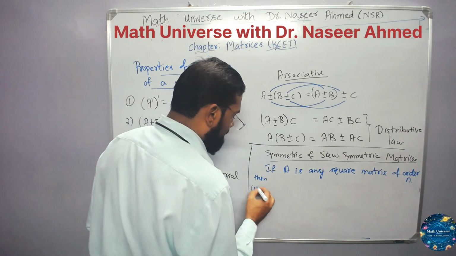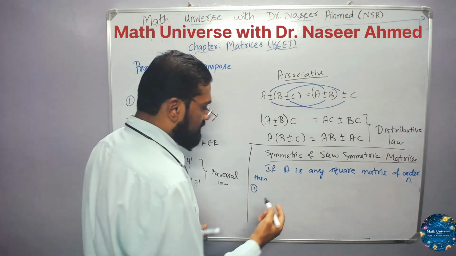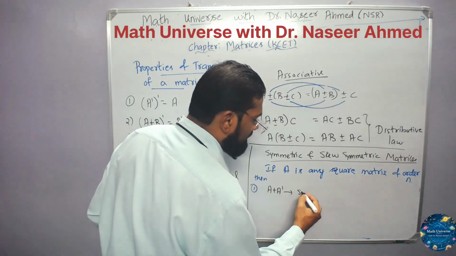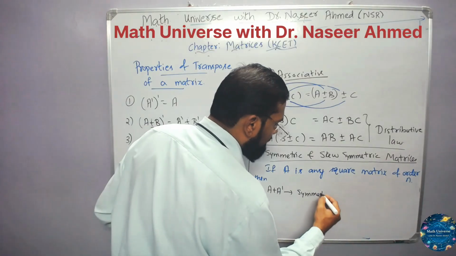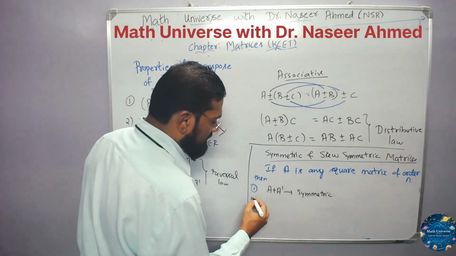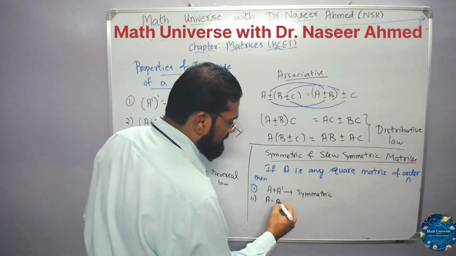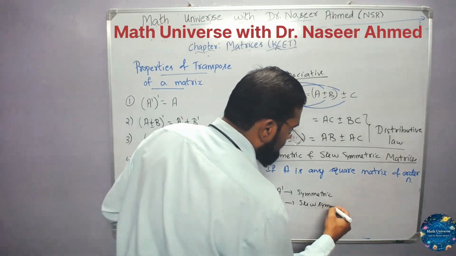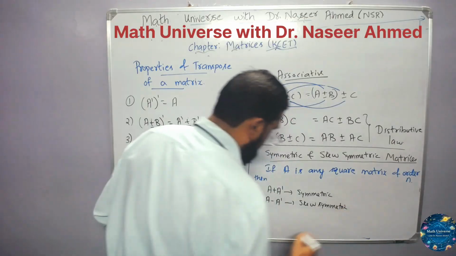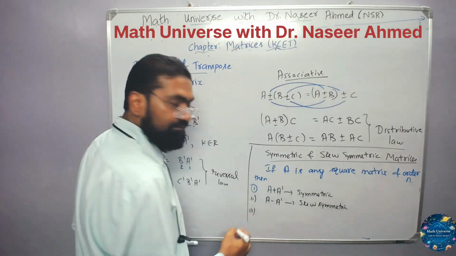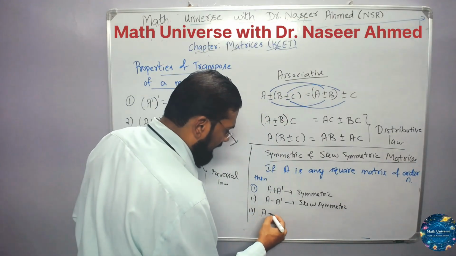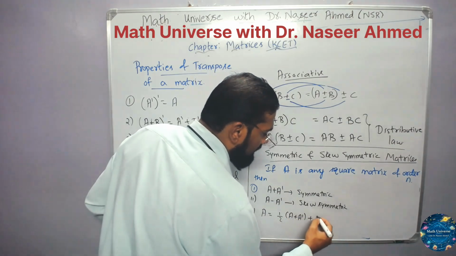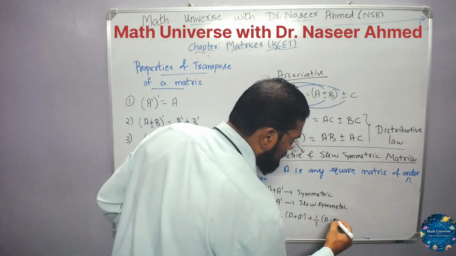First point: addition of a matrix and its transpose is always symmetric, whereas subtraction of a matrix and its transpose is always skew symmetric. And every matrix A can be expressed as the sum of a symmetric and a skew symmetric matrix. This was one of the important 3-marker questions which we had.